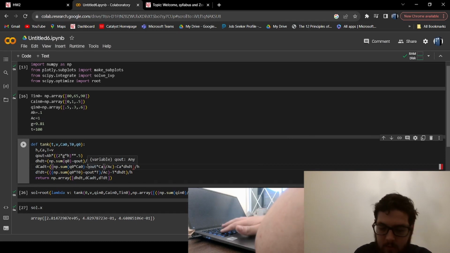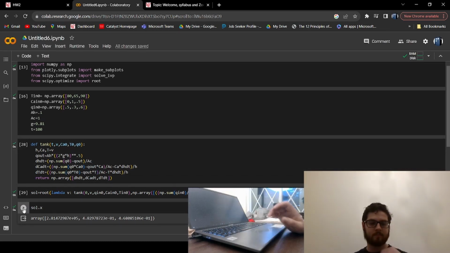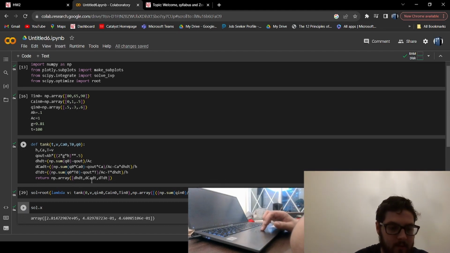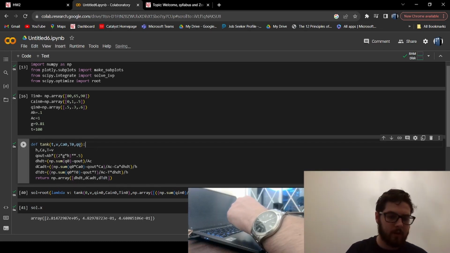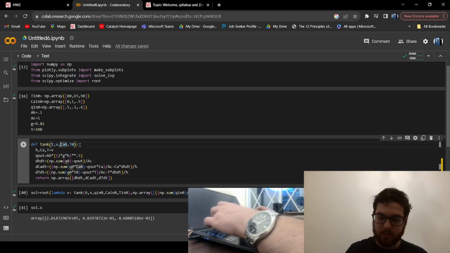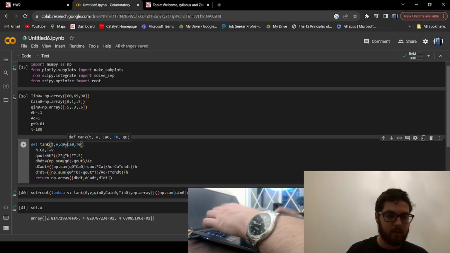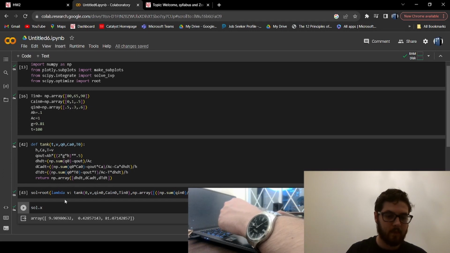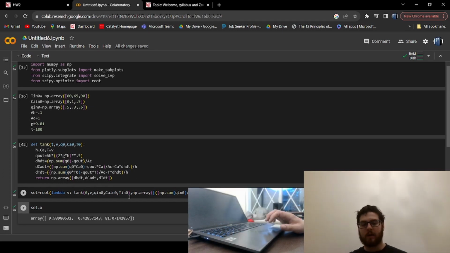Nope, still wrong. Not sure why, but still wrong. DH/DT, DCA/DT, that's good. Q out's good. The only other thing I can possibly think I got wrong is maybe switching the order of these variables. Maybe that does matter. I think Q0 should go here. Let's see. Now it works.